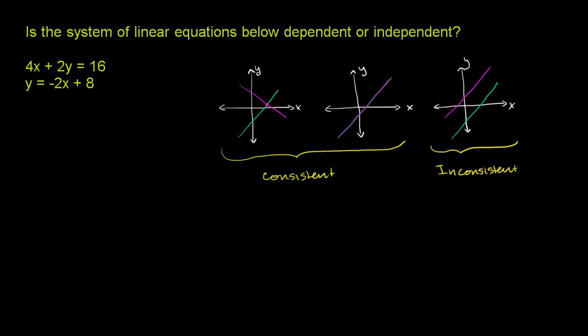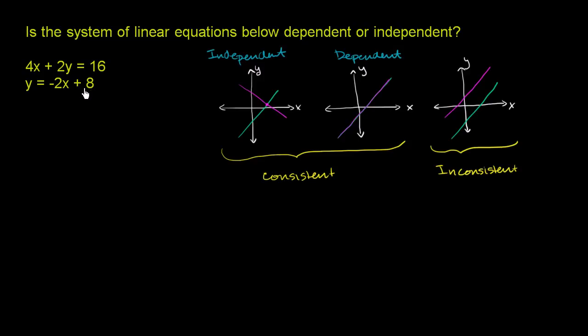And so we differentiate between these 2 scenarios by calling this one over here independent. And this one over here dependent. So independent, both lines are doing their own thing. They're not dependent on each other. They're not the same line. They will intersect at one place. Dependent, they're the exact same line. Any point that satisfies one line will satisfy the other. Any point that satisfies one equation will satisfy the other. So with that said, let's see if this system of linear equations right here is dependent or independent.